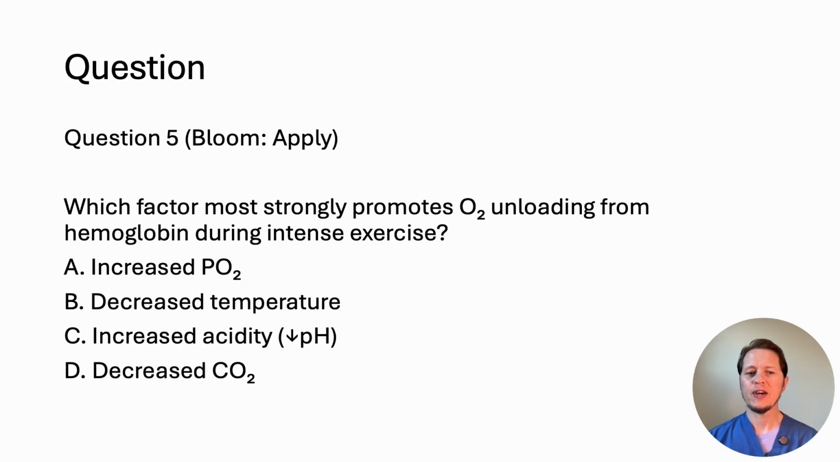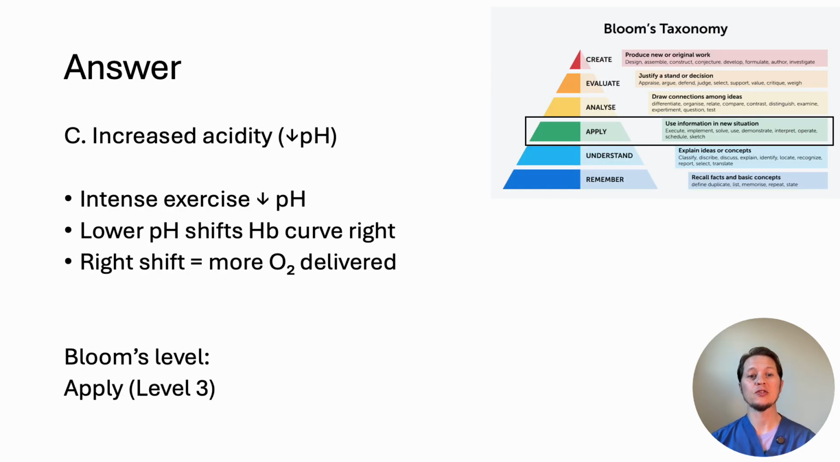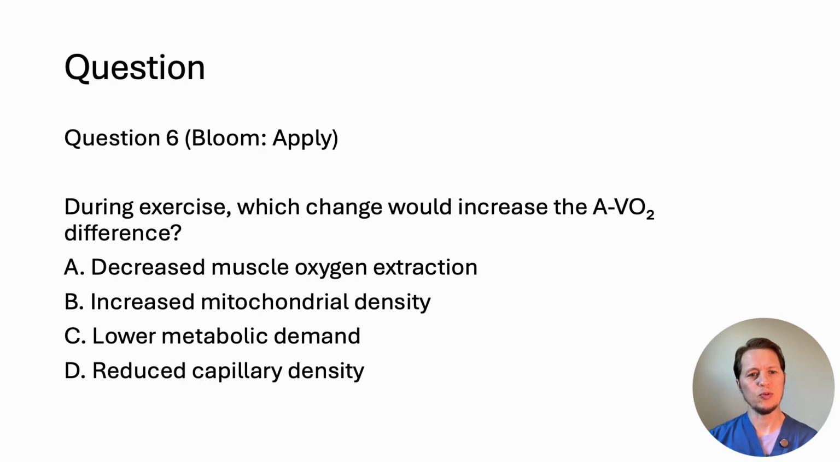Question 5. Which factor most strongly promotes O2 unloading from hemoglobin during intense exercise? This might be similar to the myoglobin one. A, increased PO2, B, decreased temperature, C, increased acidity, meaning lower pH, or D, decreased CO2. And this answer is all about the acidity. A drop in pH from accumulating CO2 and lactate shifts that hemoglobin curve to the right. That is the Bohr effect, which certainly enhances O2 unloading into that working muscle so it can get the oxygen it needs.